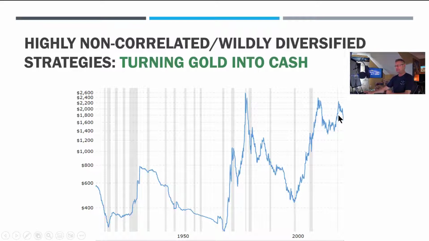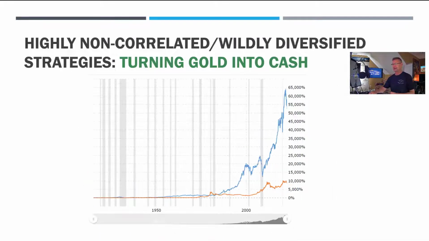And now, of course, if you fast forward to today, you can see where we are. Guys, we're lower right now. Gold is lower in price right now than it was in 1980. It hasn't gone anywhere. And the bigger issue is the carry costs that we talked about. This is the difference here between what the stock market has done and what gold has done.